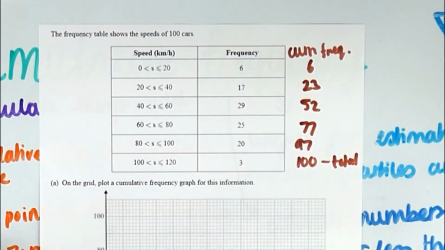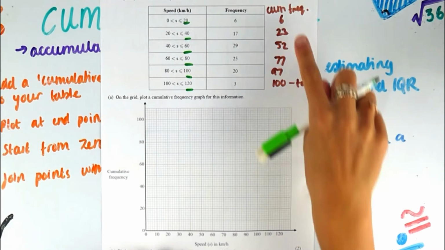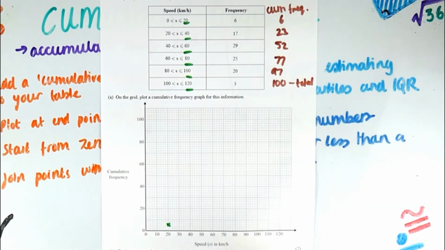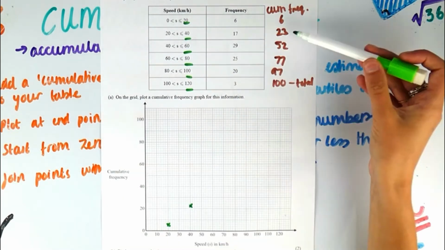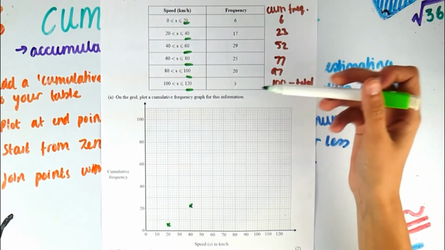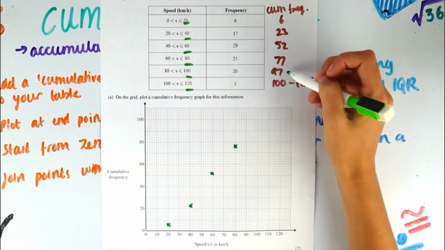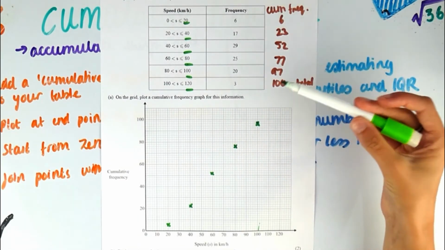Step 2, plot at the end of each section. So we need to plot all these points, but you do it at the end point of each of these. At 20 we're going to plot 6. At 40 we're going to plot the cumulative frequency 23. At 60 we're going to plot 52. At 80 we're going to plot 77. At 100 we're going to plot 97. And at 120 we're going to plot 100.